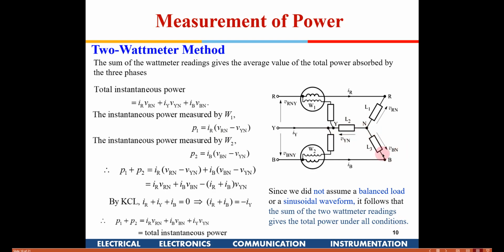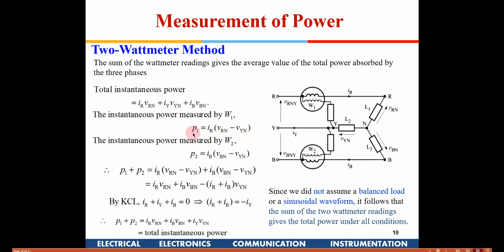Okay, IB into VBN. If you add these three, you get the total power, right? Now what is the power being sensed by this wattmeter? The current flowing is IR, so I write IR. And what is the voltage it is sensing? It is taking the difference of the voltage between R and Y, so the voltage is Vrn minus Vyn.